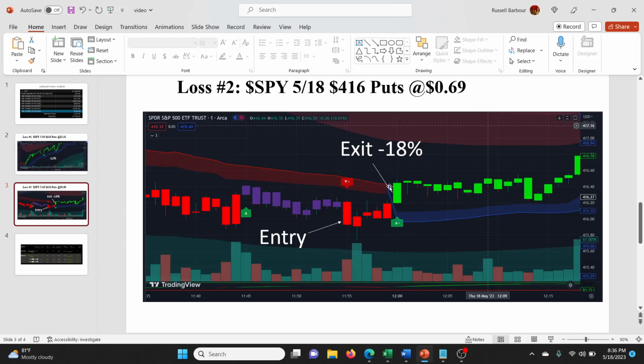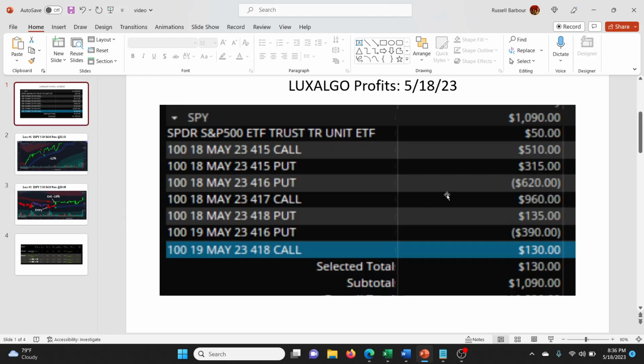As soon as the trail switched here and we got this green signal, I got out for a significant loss because of the volatility of these contracts being 0 DTE. They were also very cheap contracts, so they went against me pretty quickly, and that resulted in this $620 loss right here. So those were the 2 losing trades.